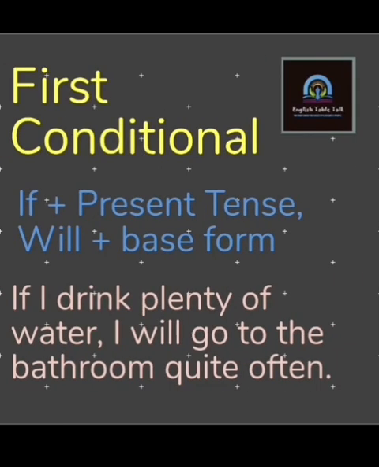The next conditional we have is the first conditional. And the structure is similar to the zero conditional, just that the second part of this sentence changes a bit. What do I mean? In the first part of the sentence, we use the word if plus the present simple tense. But in the second part of the sentence, we use will plus base form.